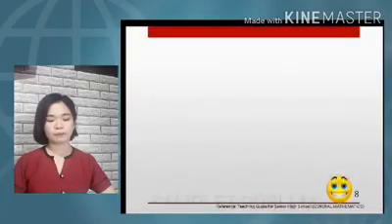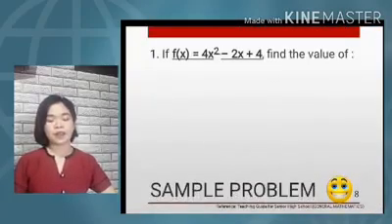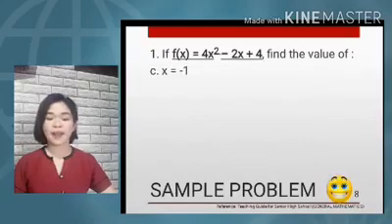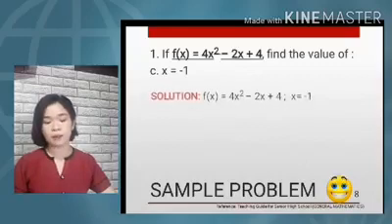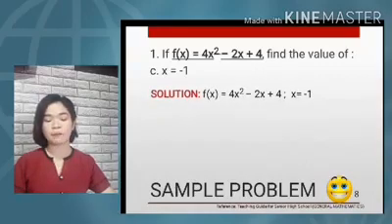Next, letter C. If f of x is equal to 4x squared minus 2x plus 4, same function, find the value if the value of x is negative 1. So substitute the value of x, which is negative 1.